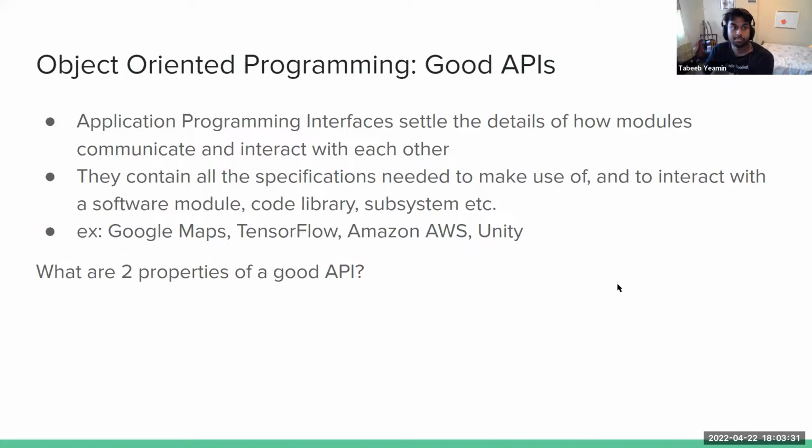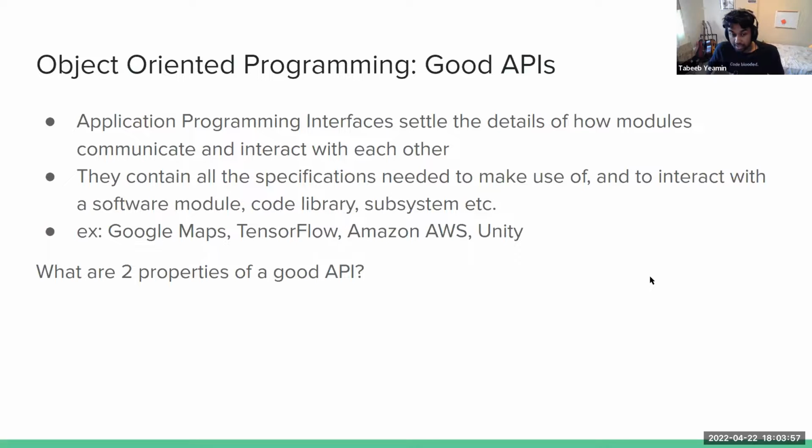Okay, and then there's the concept of good APIs. So what are APIs? Application programming interfaces. They basically settle the details of how modules communicate and interact with each other, and they contain the specifications to make use of and interact with different software. Examples of this are Google Maps, TensorFlow, Amazon AWS, Unity, the engine, stuff like that.